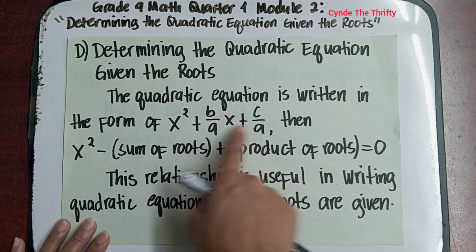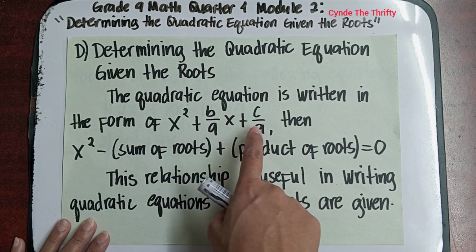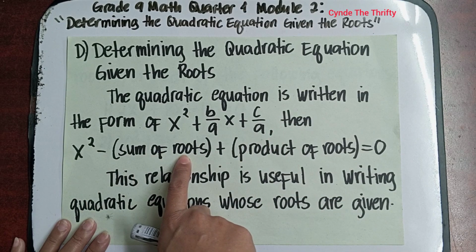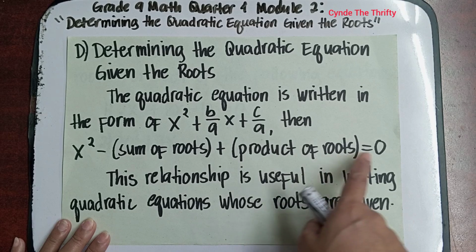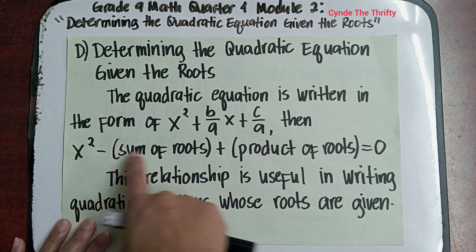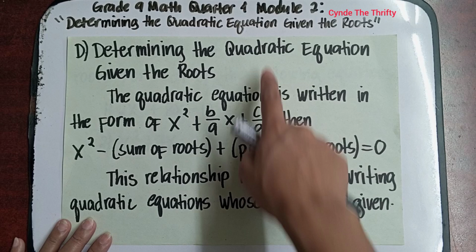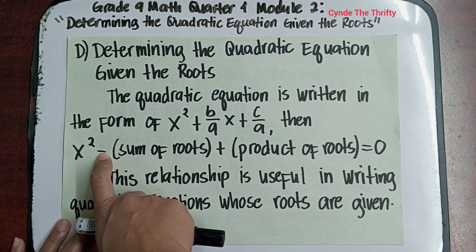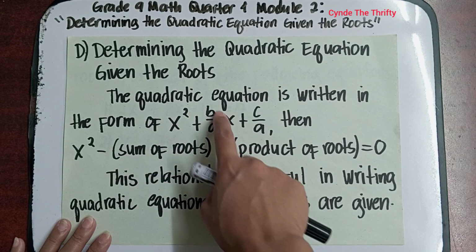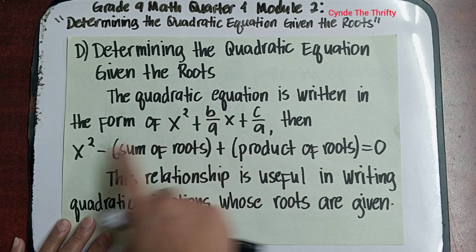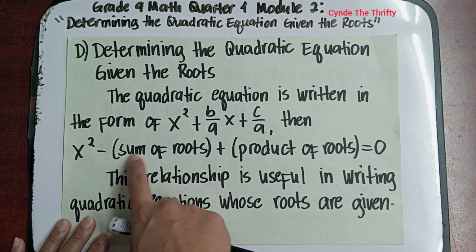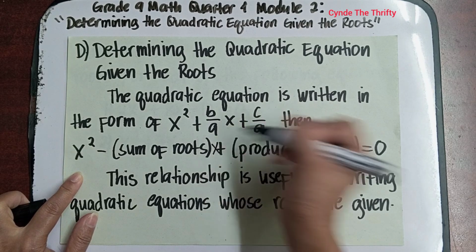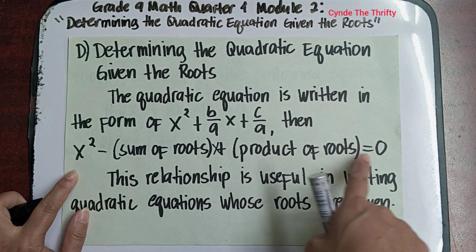So dahil ito yung formula natin sa pagkuha ng ating sum of roots and product of roots, then x squared minus sum of roots plus product of roots is equal to 0. Ito yung formula na gagamitin natin kapag gumawa tayo ng quadratic equation kung roots lang ang ibibigay sa atin. Okay, bakit siya naging negative? Kasi ang ating sum of roots is negative b over a. Kaya naging x squared minus sum of roots x, meron palang x dito, sorry nakalimutan kong isulat, plus product of roots is equal to 0.